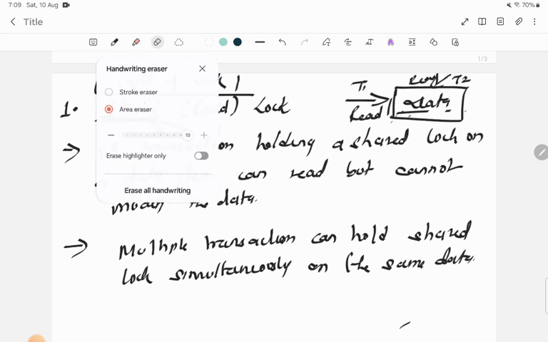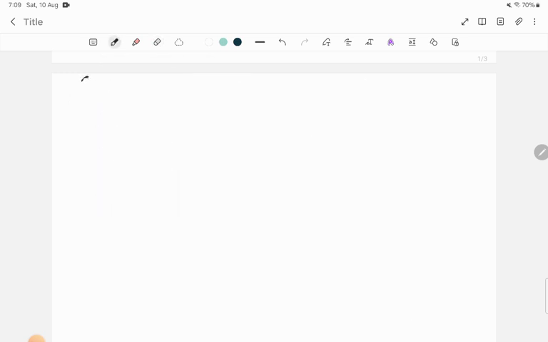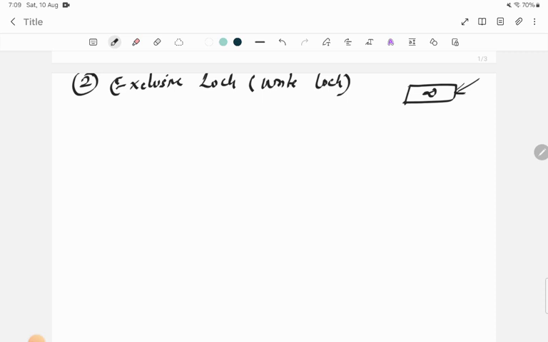Now let's go to the second type of lock. The second lock is known as exclusive lock. It is also called write lock. Now you might have guessed what this lock is. If there is a data item D and any transaction is acquiring an exclusive lock or write lock, it means that it is going to change this data. It can both read and modify the data. So if any transaction is holding this write lock, no other transaction is going to access this data. Only one transaction can hold an exclusive lock at a time.